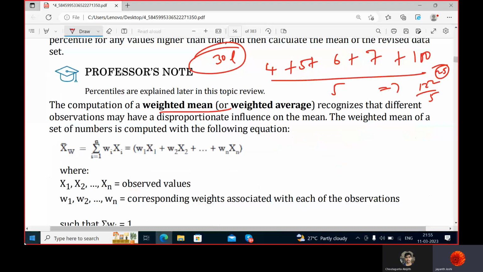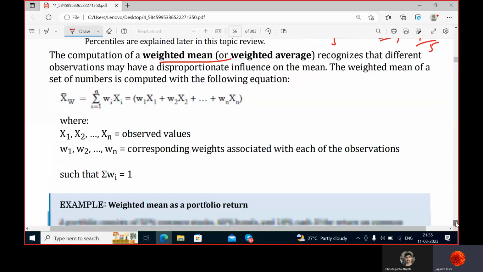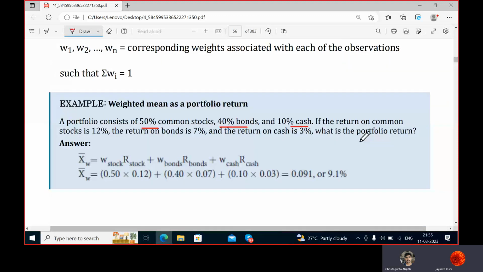For example, a portfolio consists of 50% common stocks, 40% bonds, 10% cash. Why? Because there are three components here: stocks, bonds, and cash. And they have their returns as well, so we can give weightage to those returns. These are 12%, 7%, and 3%.